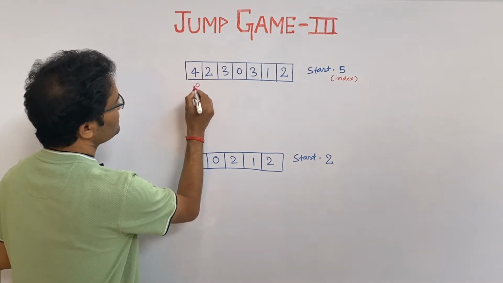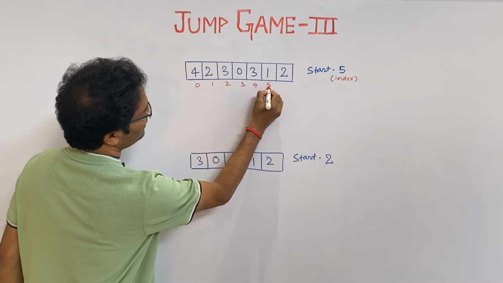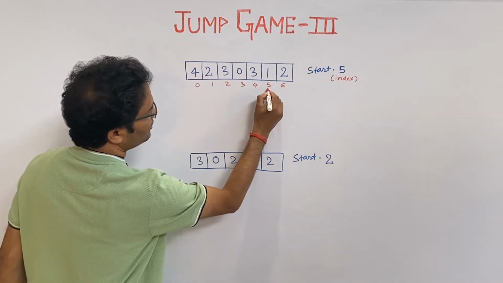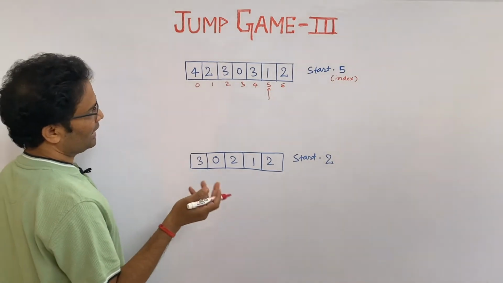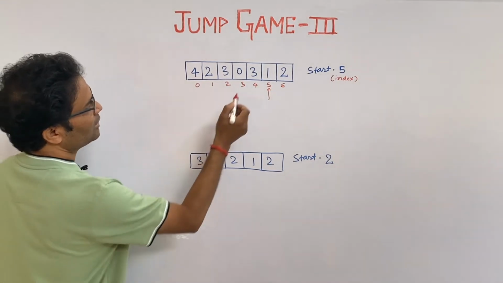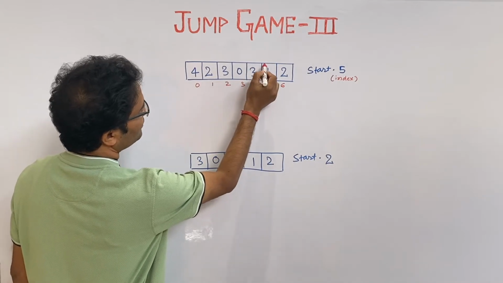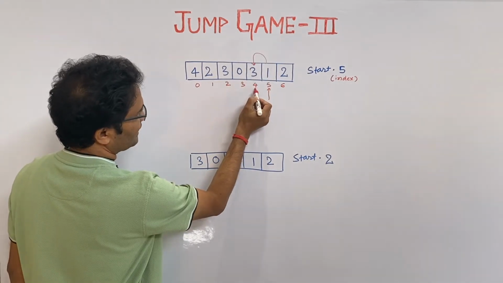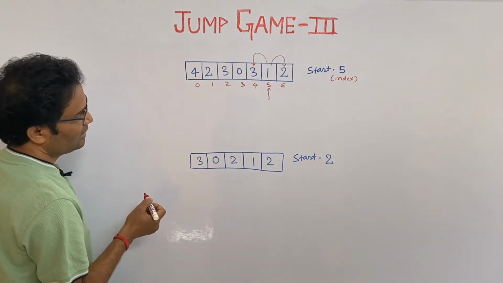So if you see in this case we have 2, 3, 4, 5, 6. So you have to start from index 5 and you can jump as you used to do in the previous jump game. 1 point means either you can come here or here. This is 1 point, right? So you can come to index 4 or you can come to index 6, right?